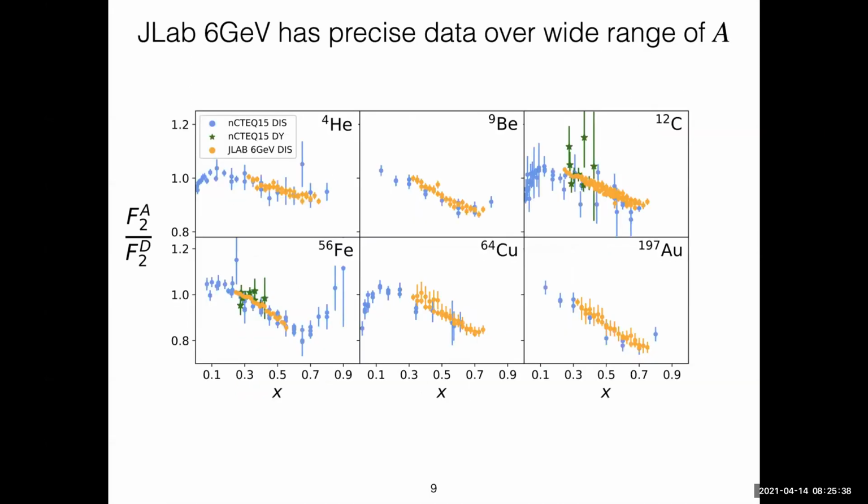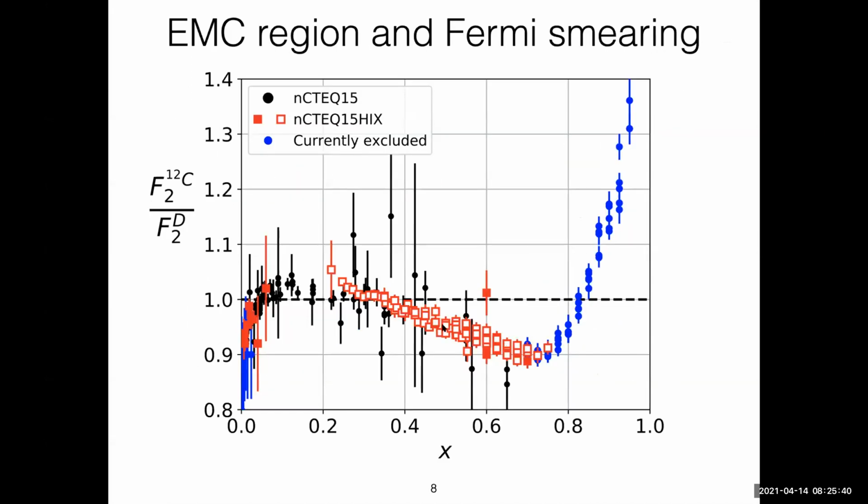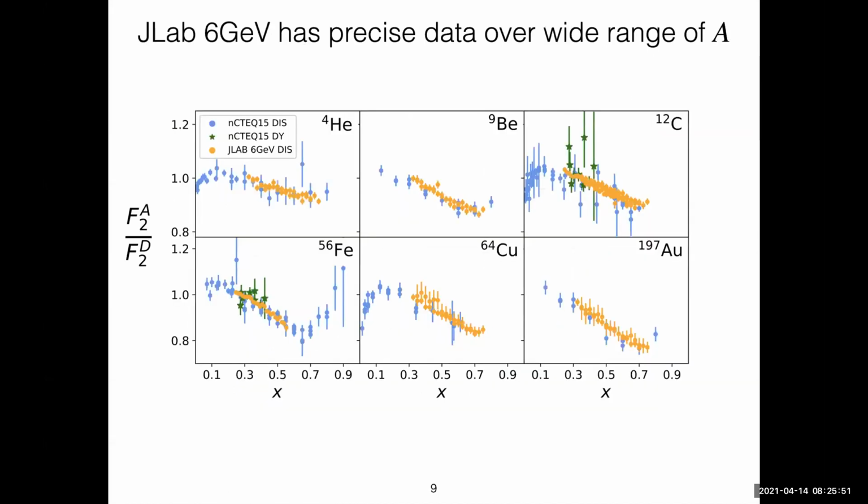But not only are you trying to describe how the PDFs look as a function of X, and you want to get the shadowing, anti-shadowing, EMC region and start to get into the Fermi region, all of the JLab data are very precise over a wide range of A also. This spans from helium all the way up to gold. This will really test the flexible parameterization that we have in A, and we can really understand if we have a problem with our A dependence or our X dependence, et cetera.